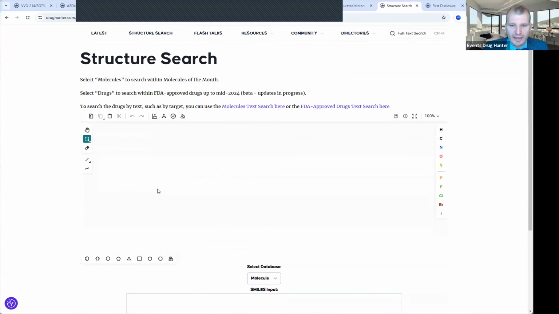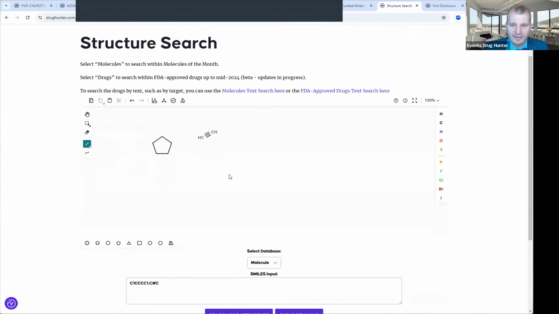So now let's say we have this acetylene here, but we want to go back to structure search, and we also want to see not only whether there is an acetylene in the molecule, but also whether there is, in addition to that acetylene, a cyclopentane in the molecule?